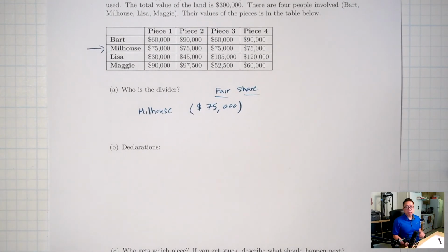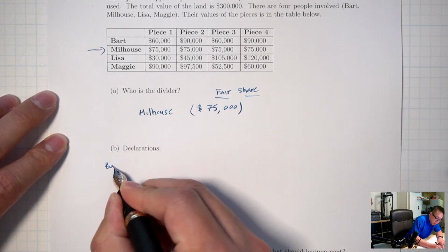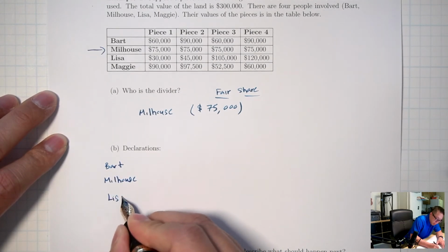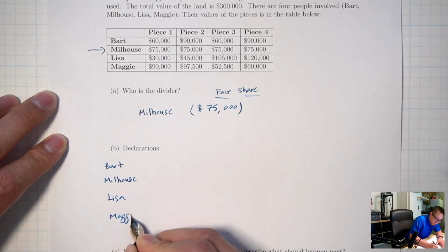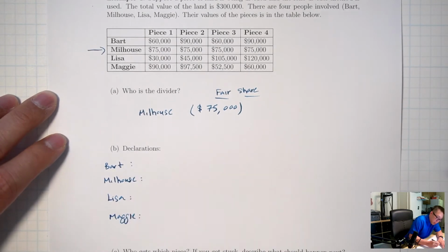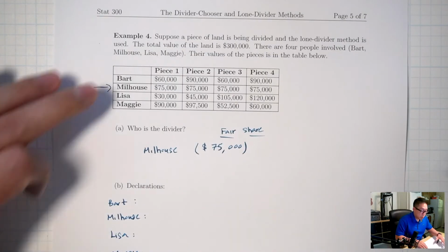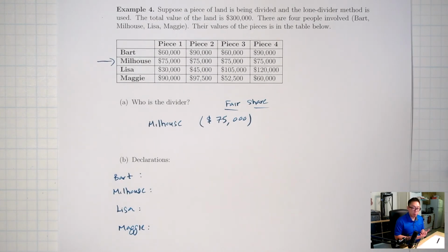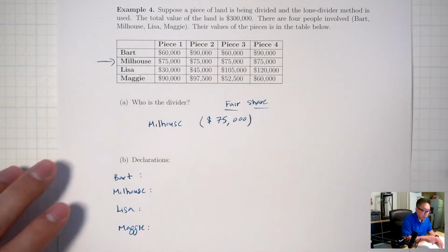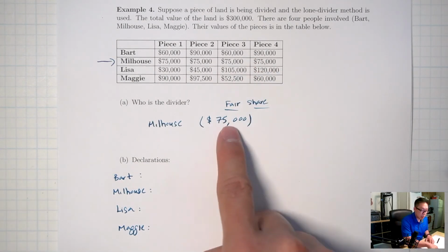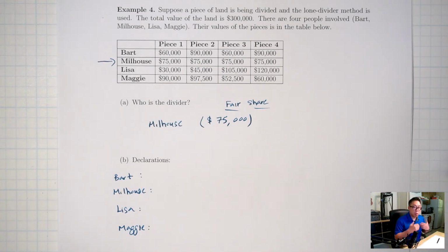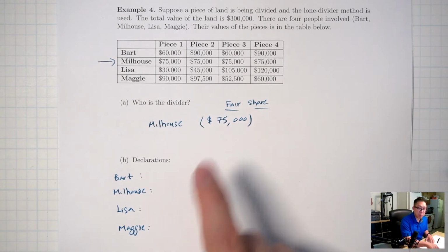Now, the next step is what's called the declarations. So for each person, we're going to go through a list for each person and decide on which piece or pieces they would accept as a fair share. So for Bart, we're going to look at each piece. He would accept any piece that is $75,000 or more, right? So he deserves $75,000 worth of land. He will accept any piece that is $75,000 or more.